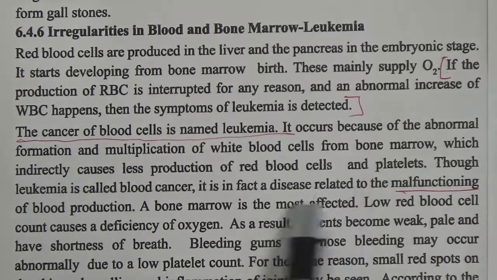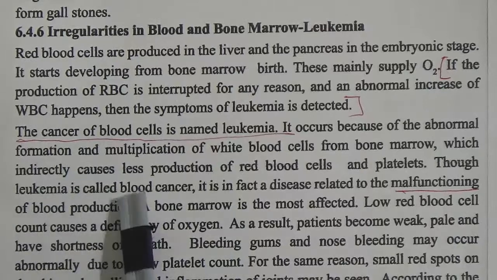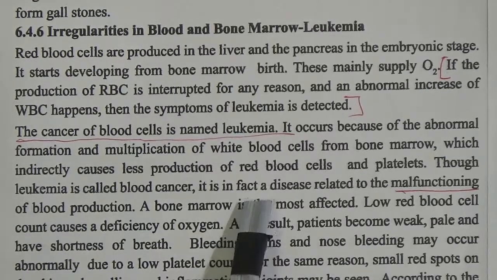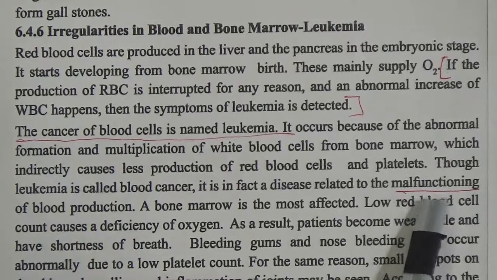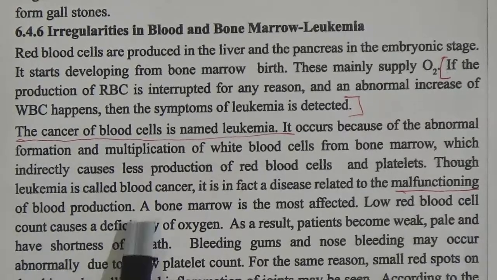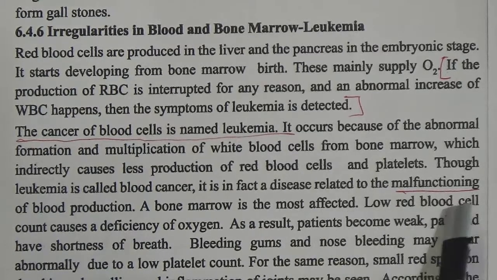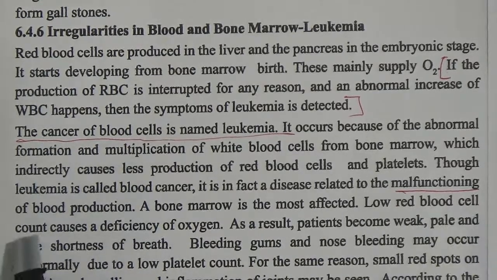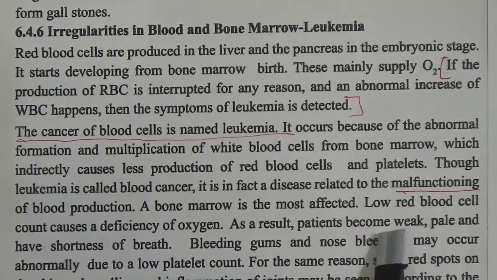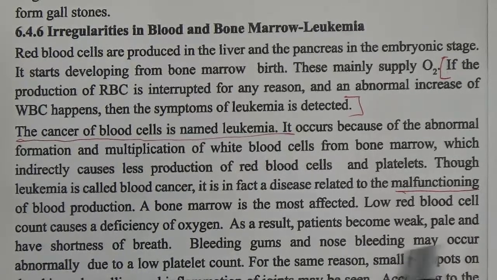Though leukemia is called blood cancer, it is in fact a disease related to malfunctioning of blood production, and bone marrow is most affected, and low red blood cell count causes the deficiency of oxygen. As a result, the patient becomes weak, pale and has shortness of breath. Bleeding, gum and nose bleeding may occur abnormally due to low platelet count.